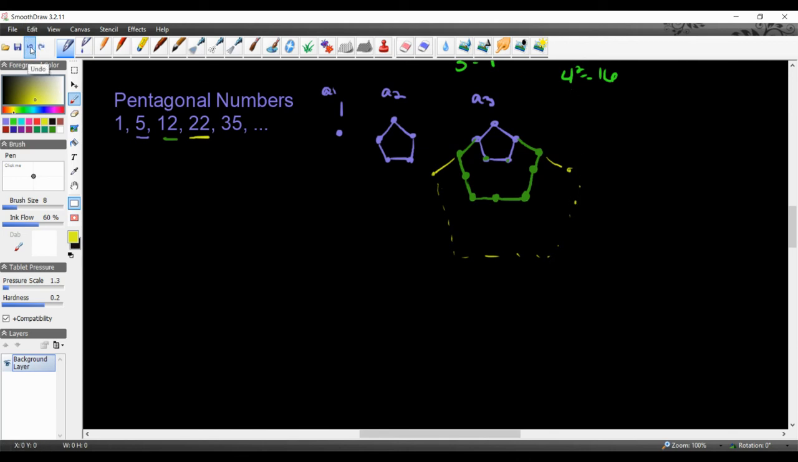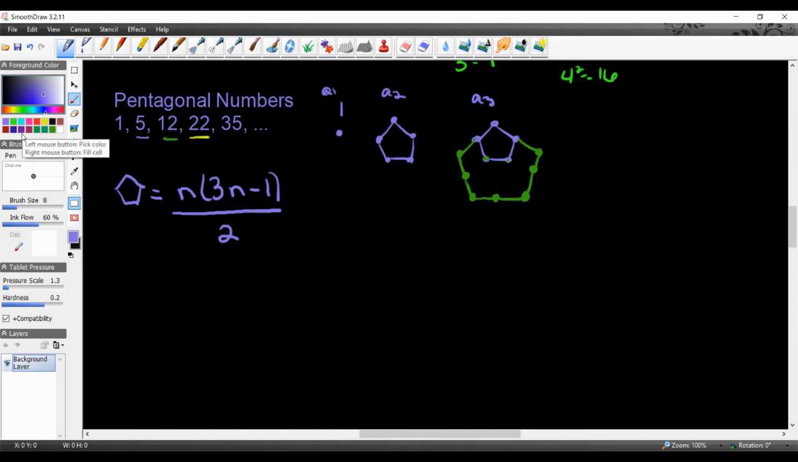Okay. Let's get rid of all that though. But anyway, so you get the idea. This one does have a formula also, which I recommend to use definitely because as you can see, it's kind of a pain to be drawing these. But the formula for the pentagon one, let's draw a little pentagon here, is equal to n times 3n minus 1 divided by 2. So this one I would definitely recommend using the formula instead of drawing them all because it takes a while, as you can see.